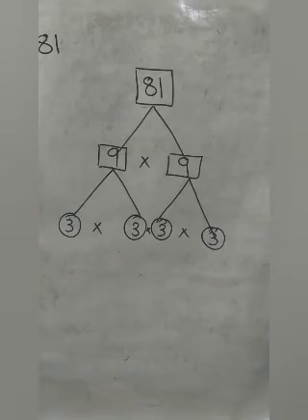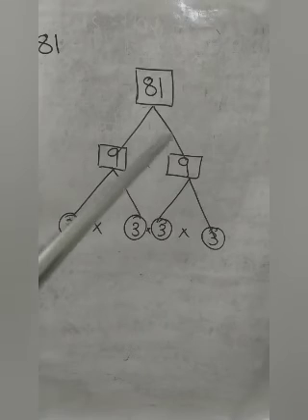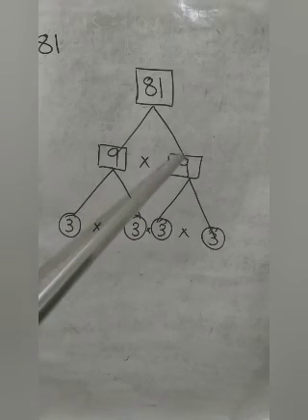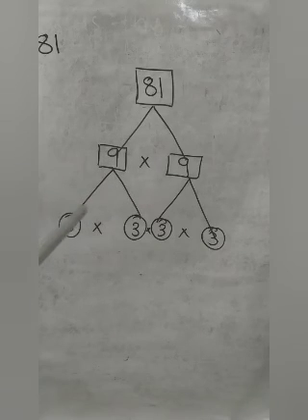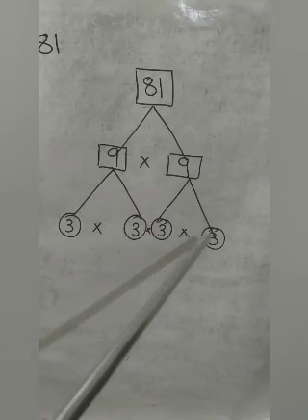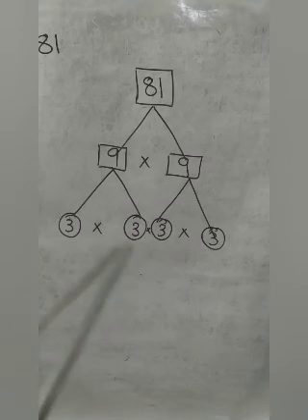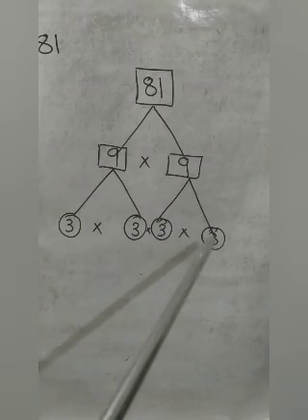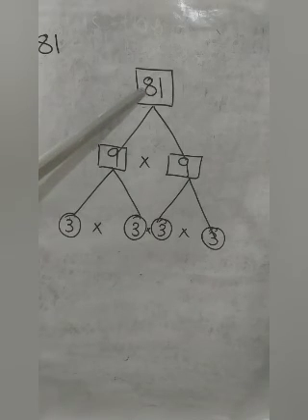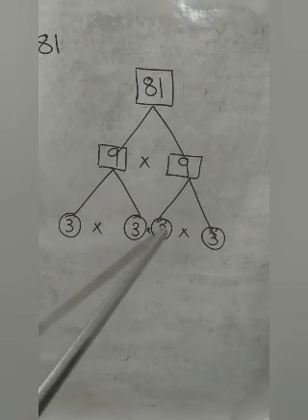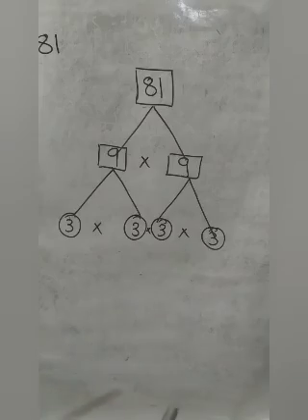Example 81. Taking any two combination of 81: 81 is 9 into 9. Now 9 is not a prime number, it's a composite number. So factorizing 9, 9 is 3 into 3. Again 9 is 3 into 3. So what is the prime factorization? 3 into 3 into 3 into 3. All the numbers here are prime. 3 is a prime number. So the prime factorization of 81 is 3 into 3 into 3 into 3.